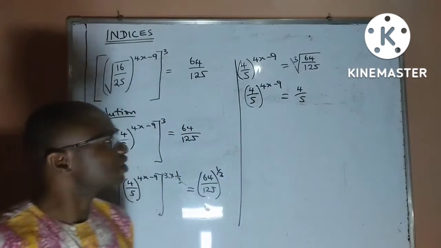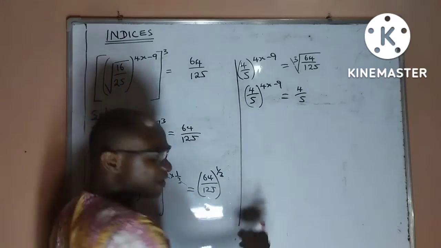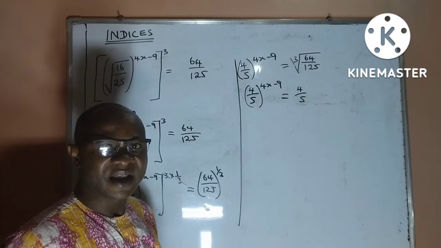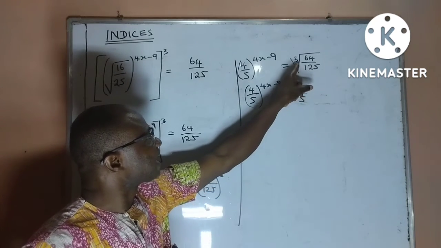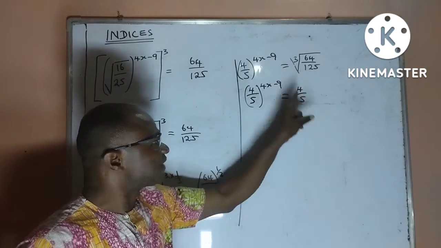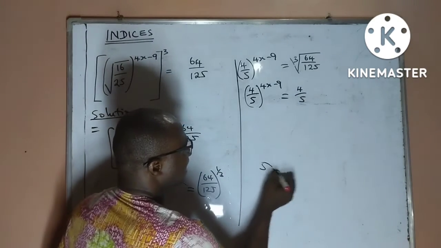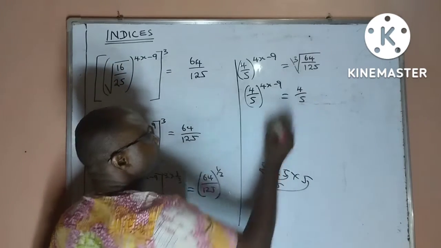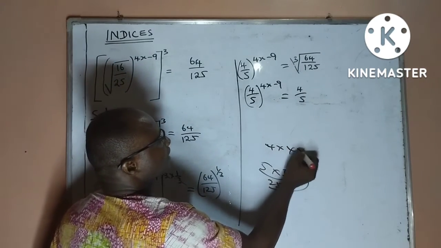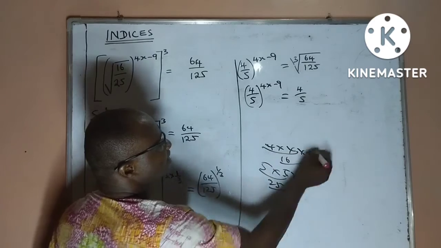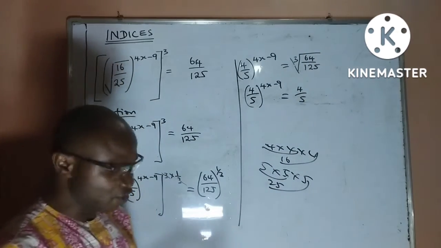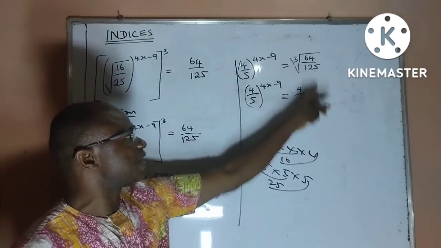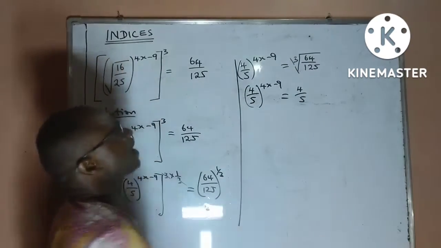Beautiful. What does cube root mean? It means a number I can multiply 3 times to get 64, and that number is 4. Also, the number I can multiply 3 times to get 125 is 5. 5 times 5 times 5: 25 times 5 is 125. Meanwhile, 4 times 4 times 4: 4 times 4 is 16, and 16 times 4 gives me 64. So the cube root of 64 is 4, and the cube root of 125 is 5.